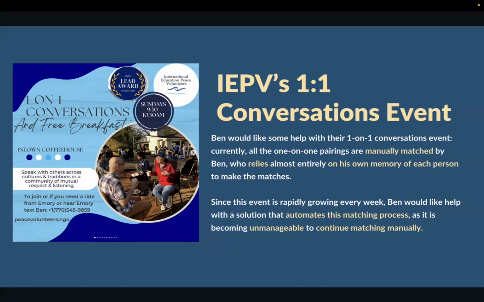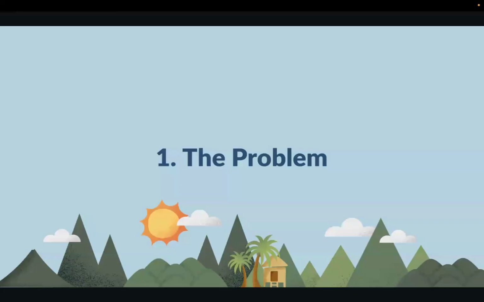What's happening currently is that Ben has to remember the specific details of everyone involved, which can reach over 100 people, and then he has to assign them manually to each other. However, if he could have a process that automates this, it would make his life much easier.